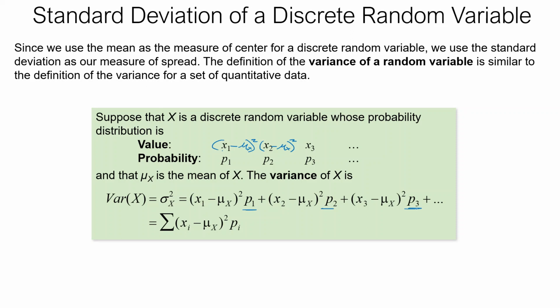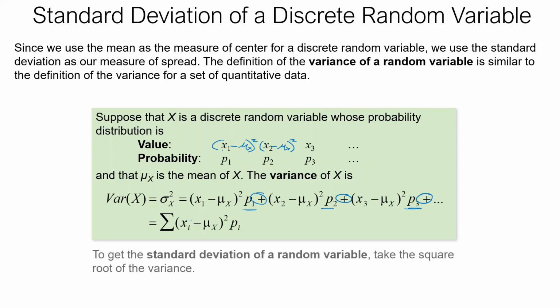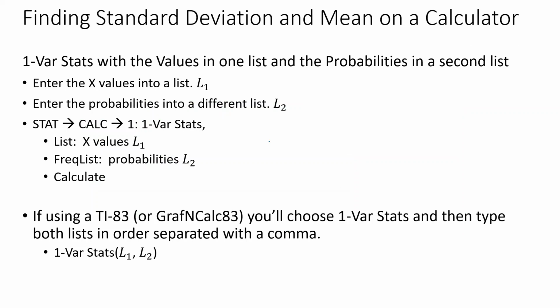So then we multiply each one by its probability. We add them all up. And then at the end, if we want to get the standard deviation, we just take the square root. So we would take the square root of this, and that would give us the standard deviation of our random variable x. All right, this is a good bit of work. There is a shortcut for this. And actually, there's a shortcut for finding the mean as well.